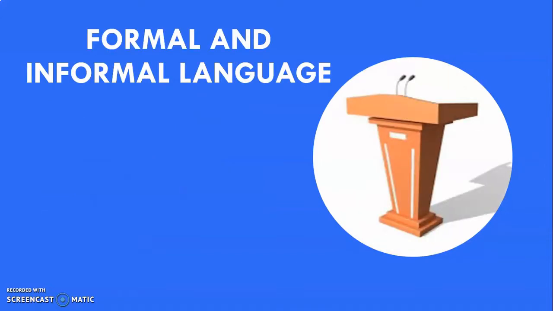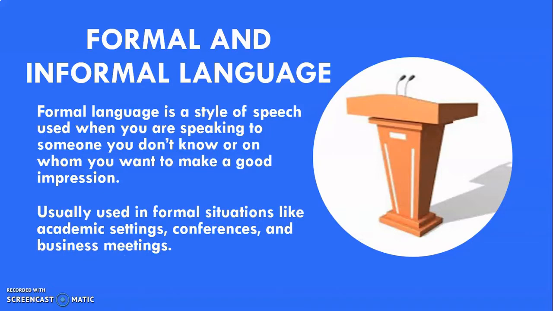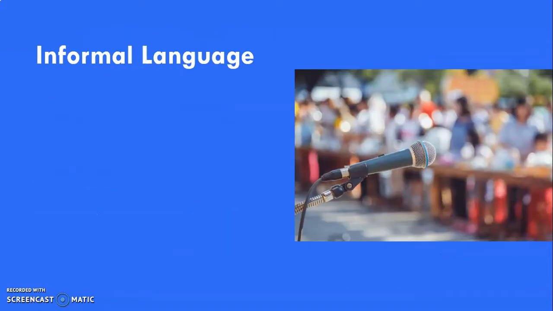So let's start with defining or looking at what formal and informal language mean first in academic setting. Formal language is a style of speech used when you are speaking to someone you don't know or on whom you want to make a good impression. Maybe that impression can be to educate, to inform, to persuade, or to call for an action. This type of language is mostly used in formal situations like, for instance, academic settings, conferences, panel discussions, and business meetings.